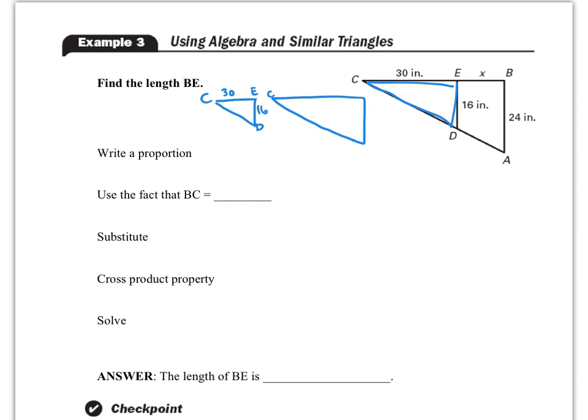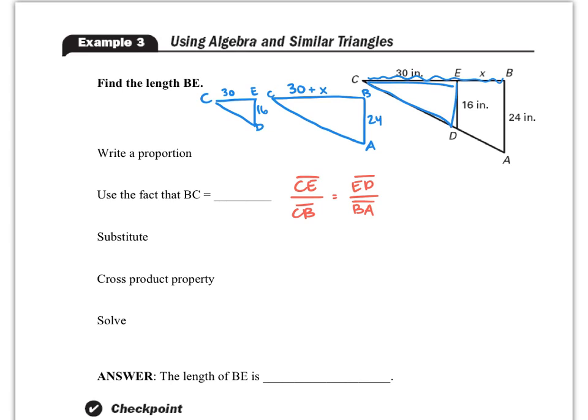Now this one also has the point C, but this is CBA. And so this is 24, and CB, which is this side length here, is actually 30 plus X, because it's both of those. Now, I'm going to use the exact same procedure. I'm going to match up corresponding sides. So CE corresponds to CB, and ED corresponds to BA. Again, you'll notice I'm going from the smaller triangle to the bigger one. You could have gone from the bigger to the smaller.